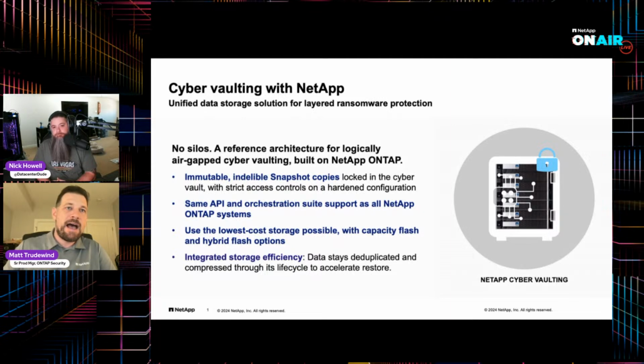Another thing I really like to highlight here about the CyberVault, you can see it in the third bullet point down, is that it uses the lowest cost storage possible, with capacity flash and hybrid flash options. For your CyberVault, you can certainly use AFF if you want to, but really it's designed for FAS and C series. Those are the arrays we're really pushing, right? Cheap and deep. Exactly. And you can have all of your primary systems replicate the data here.